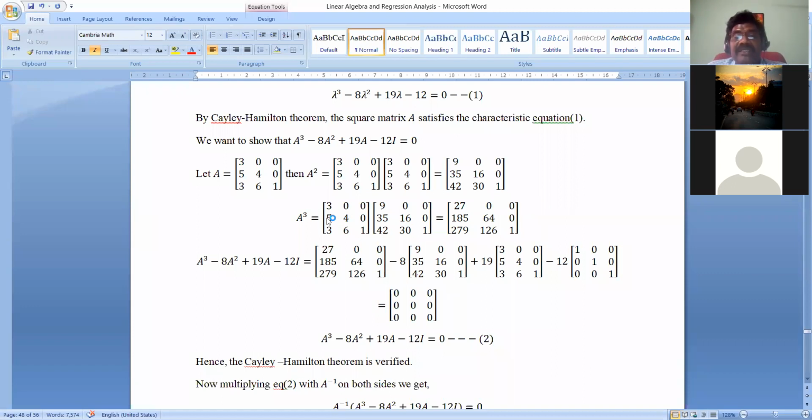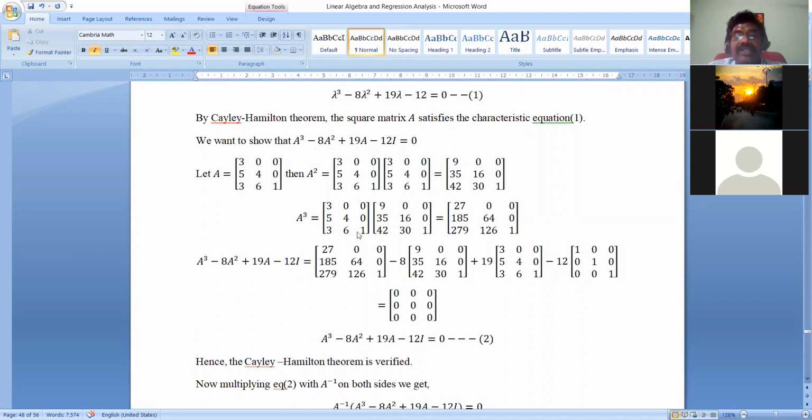Next, we multiply the second row with all the columns of the second matrix A square. That is 9 5s are 45. Next, 4 into 35. Those sum is nothing but 185. Next, 5 zeros are 0. 16 4s are 64. 0 into 30 is also 0. That is nothing but 64 only. Next, 5 into 0, 4 into 0, 0 into 1, that is also 0.